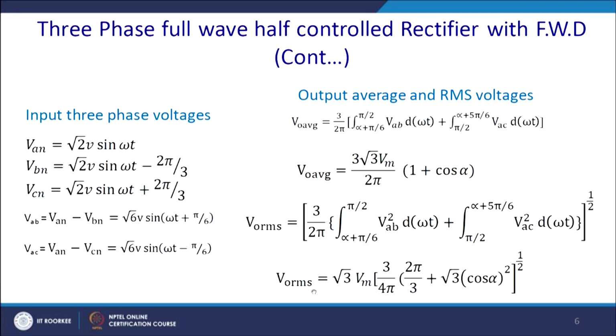Similarly, for the RMS value we can also calculate. This value comes out to be root 3 Vm times the square root of (3 by 4 pi times (2 pi by 3 plus root 3 cos alpha square)). So, this will be the average and RMS value for alpha less than or equal to 60 degree. So, the expressions of the voltages of the half controlled converter will change depending on the triggering angle.